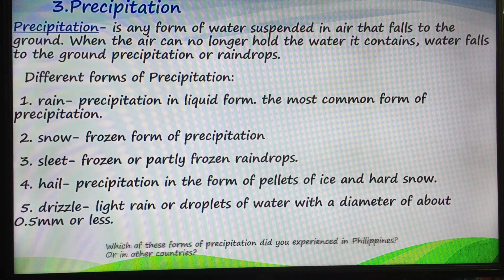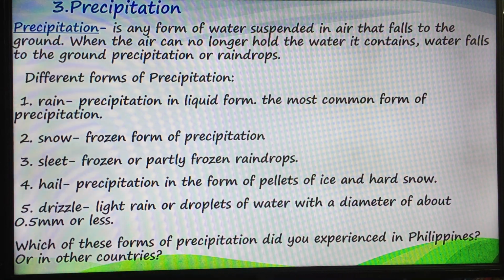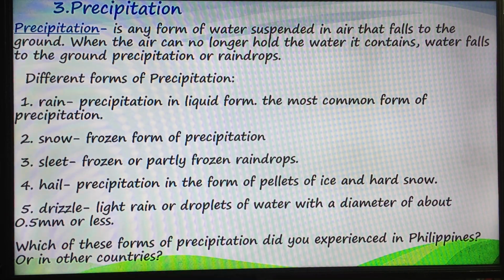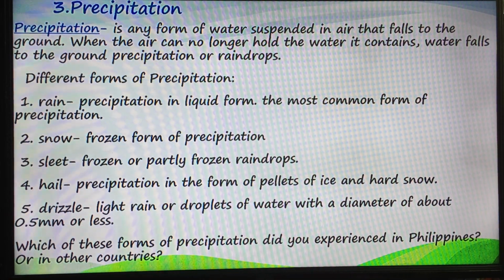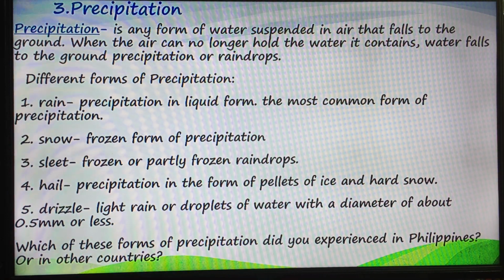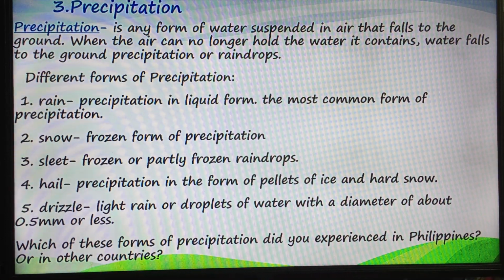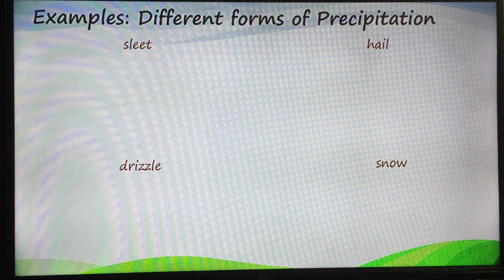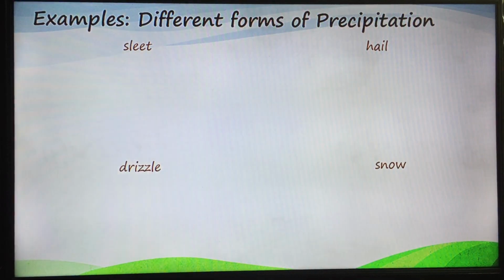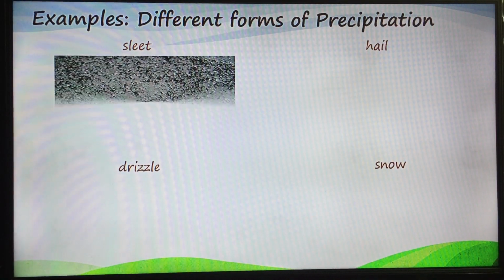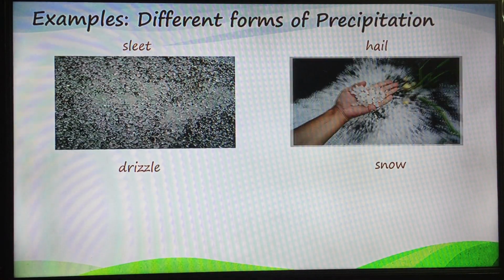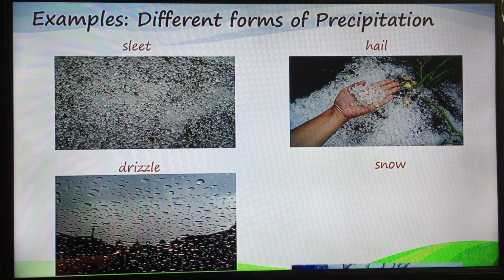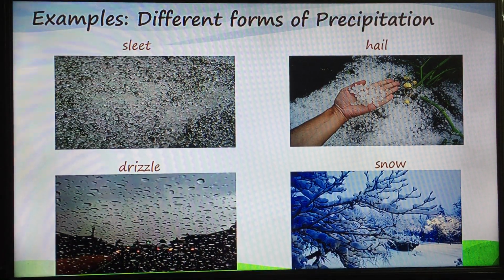Which of these forms of precipitation did you experience in the Philippines? Or in other countries? We'll go on to the next examples. So these are the examples of precipitation. This is the sleet, hail, drizzle, and snow.